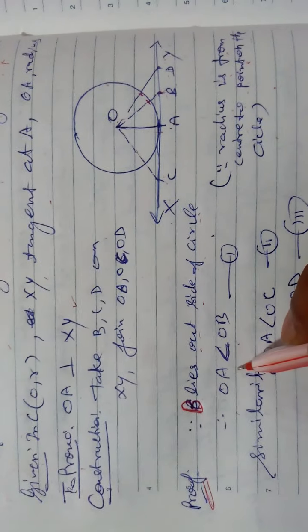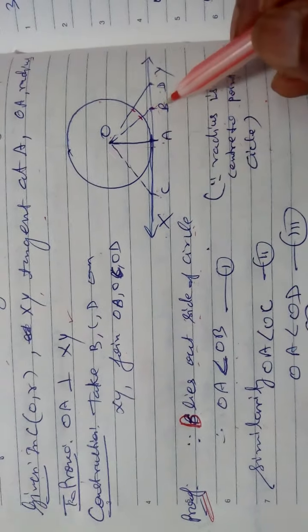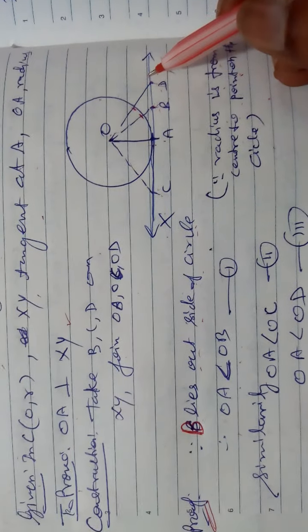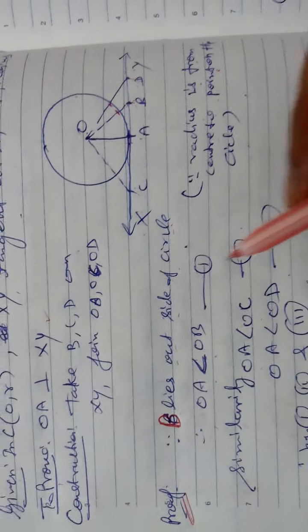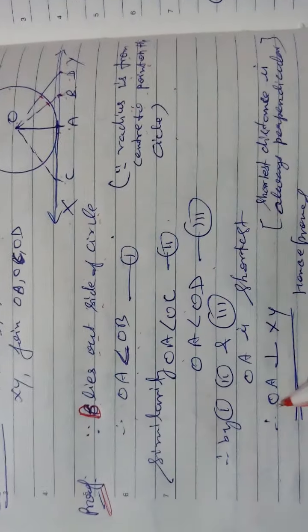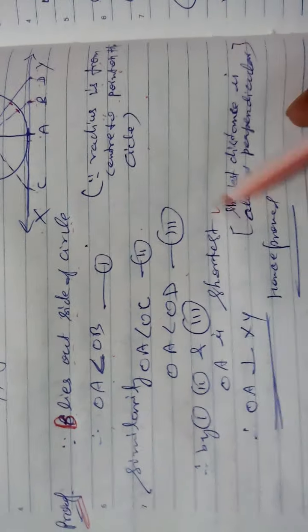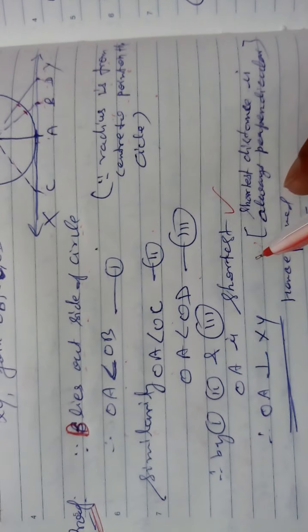OB is greater than OA, or OA is less than OB. Similarly, OD is greater than OA, or you can say OA is less than OC, OA is less than OD. Three equations we have formed in the same region. So by the first, second and third, OA is the shortest one, and the shortest distance is always perpendicular.